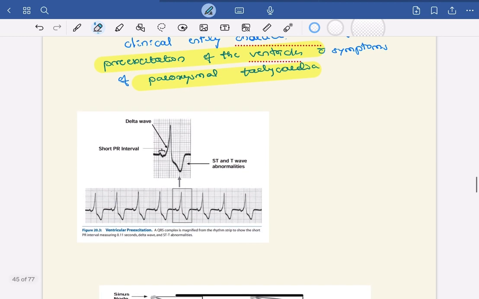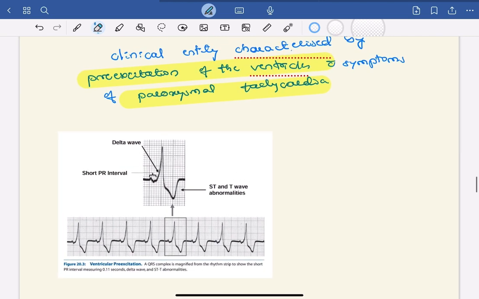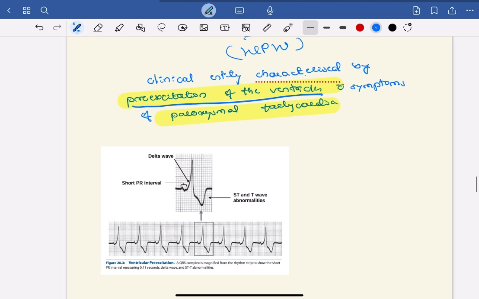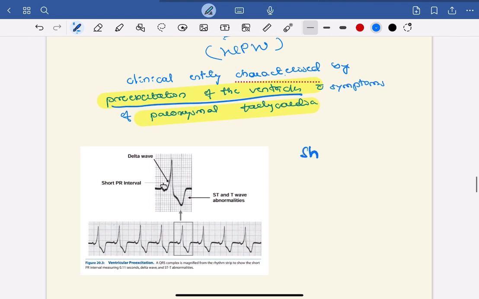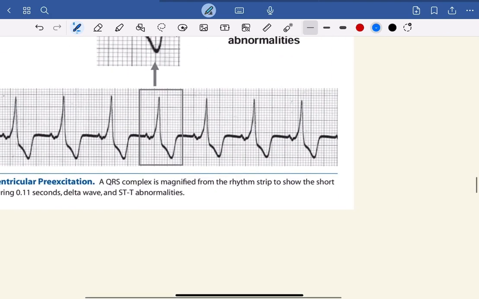So pre-excitation of the ventricles means before expected ventricular depolarization, there is depolarization of the ventricle. So that means there is a short PR interval. So one ECG finding is short PR interval.